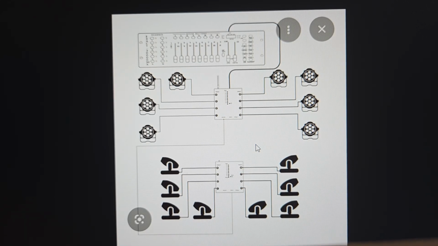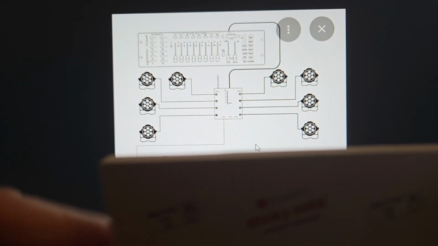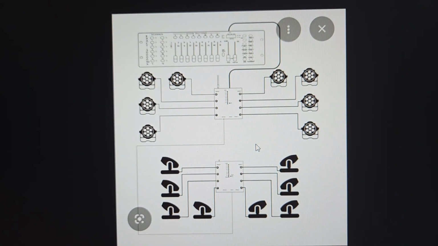Dun, da, da, dun, da, da, da, da, da, da. Boom! All right, let's just pretend we covered it up.